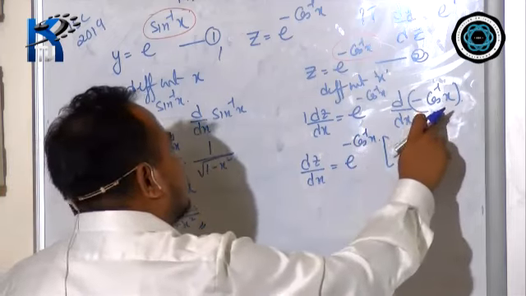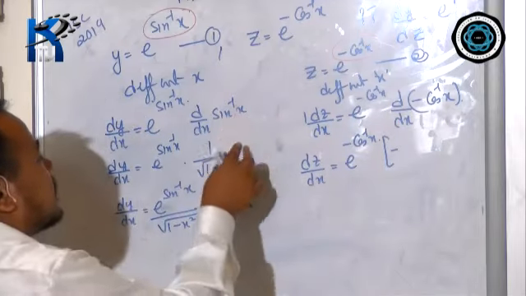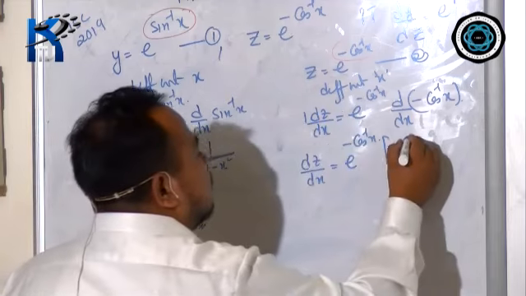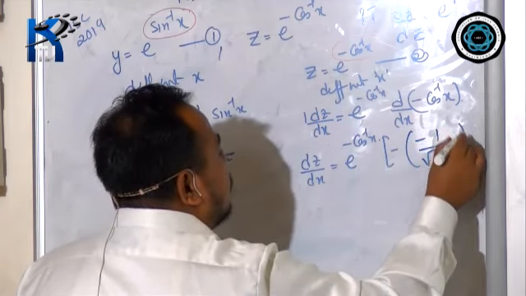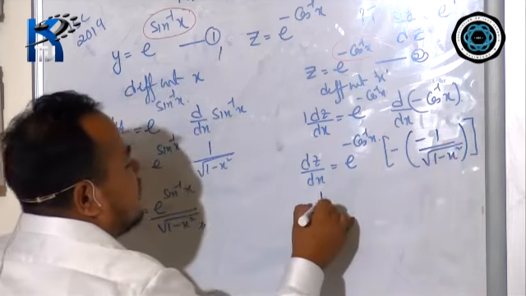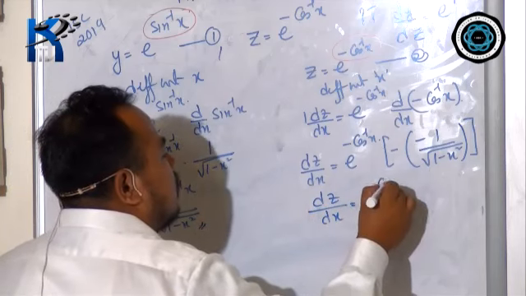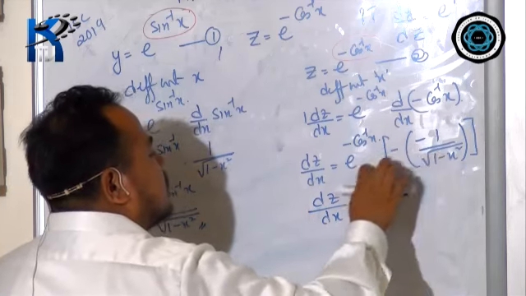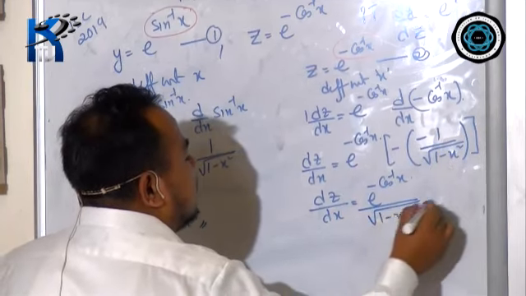What's the differentiation of cos inverse x? The differentiation of sine inverse and cos inverse is same. It's just that for sine, the term is positive, for cos, the term is negative. So it's going to be minus 1 divided by under root 1 minus x square. So when you simplify this, what do you get? dz by dx equal to e to the power minus cos inverse x, minus into minus plus. So this into 1 will give you this itself, divided by under root 1 minus x square.